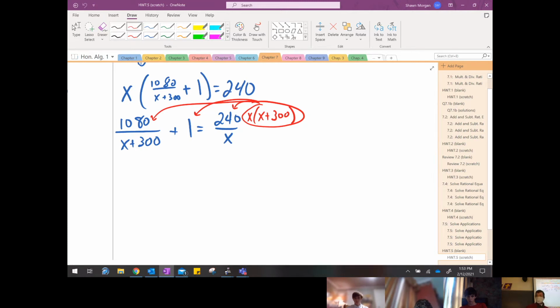So let's hit Cannon Haney up with a question. Cannon, what's going to cancel on that first fraction? X plus 300 is going to cancel on the first fraction, leaving me with 1080 and that X. Very good. Okay. Let's see here. Sebastian, what cancels out on the second term? Trick question. Nothing cancels on the second one.